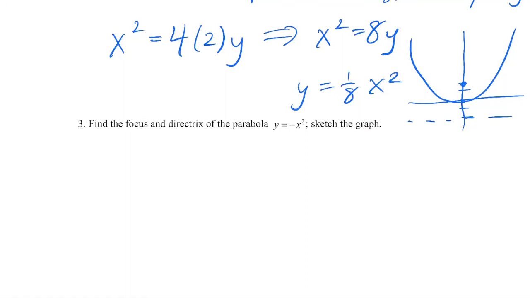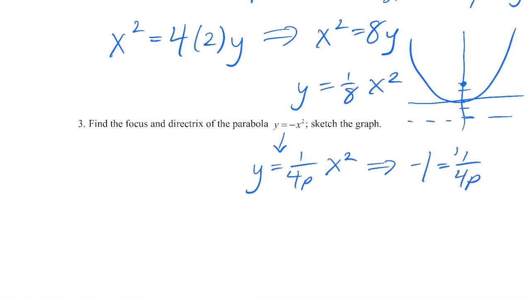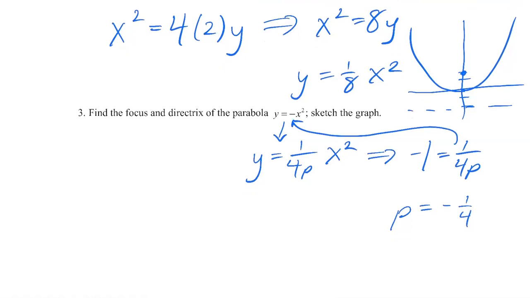Well, we know that this has the form y equals 1 over 4p times x squared. So if we have negative x squared, that means that negative 1 must equal 1 over 4p, because 1 over 4p would have to be that leading coefficient. So let's solve for p. So this would mean p equals negative 1/4. So this is very, very tight. And it tells us that we are opening down.